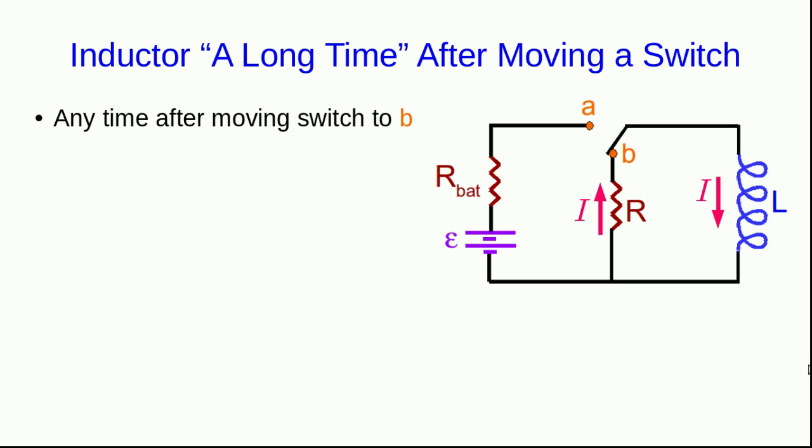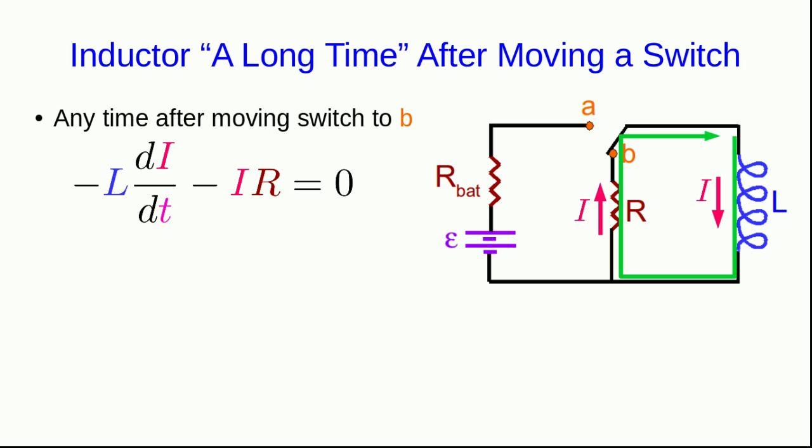Now let's think about a long time after we move the switch. So let's say we've moved the switch to B some time ago. Well, again, let's look at a loop law. Any time after we've moved the switch to B, this is the loop law for this loop that I've indicated. And note that since we know the direction of the current through the resistor, we know which side of the resistor is the high potential side, and this loop law tells us since we're going through a potential drop as we walk through that resistor, we must go through a potential rise as we walk through the inductor.